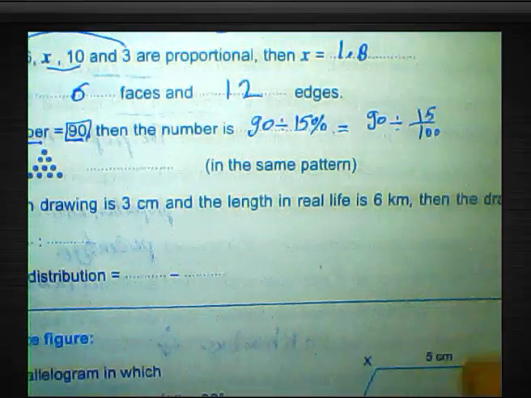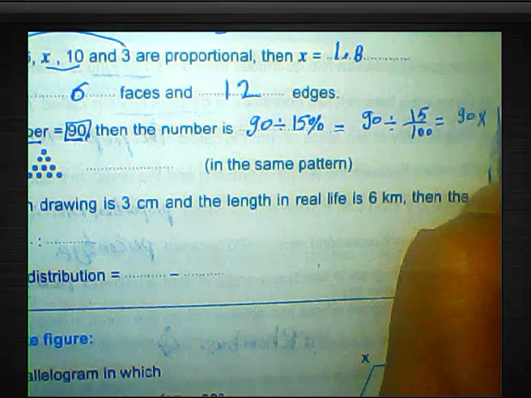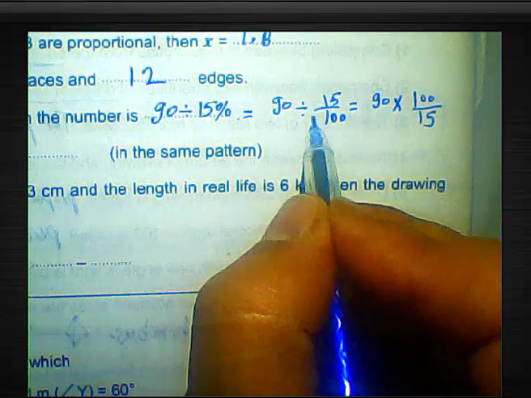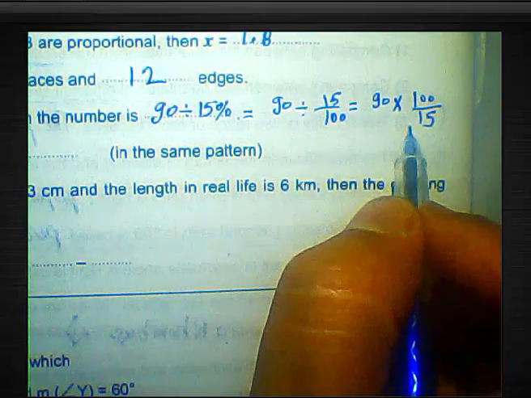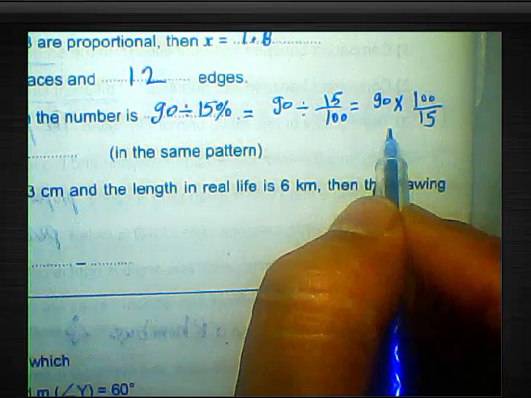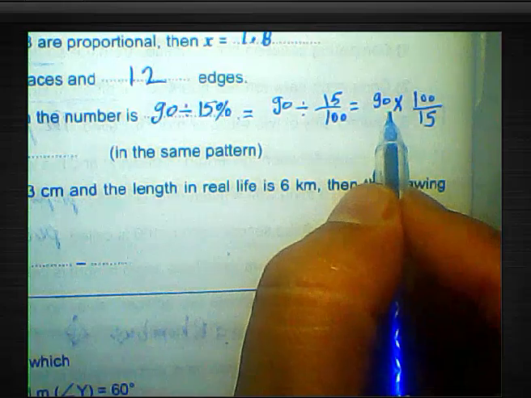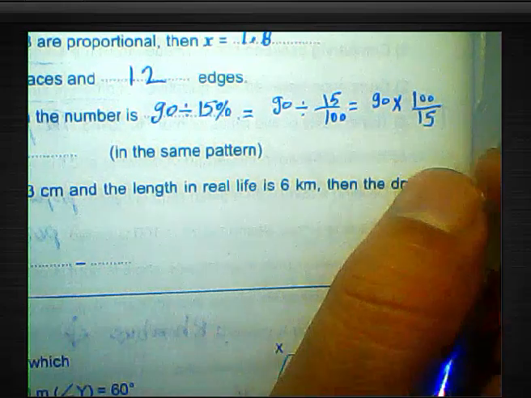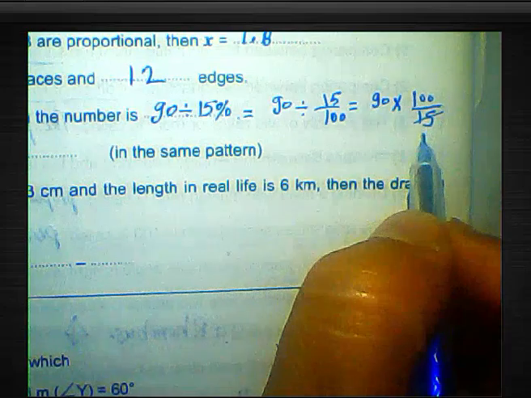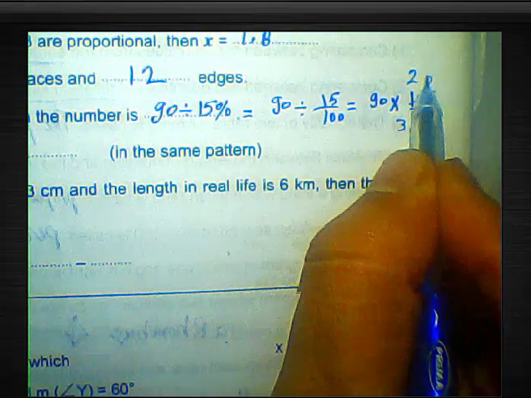And we can simplify it by writing 90 multiply 100 over 15. We can write the inverse of this fraction, convert from division to multiplication, and find the result by simplifying. 90 multiply by 100 over 15. Okay, 15 divided by 5 equals 3. 100 divided by 5 equals 20.